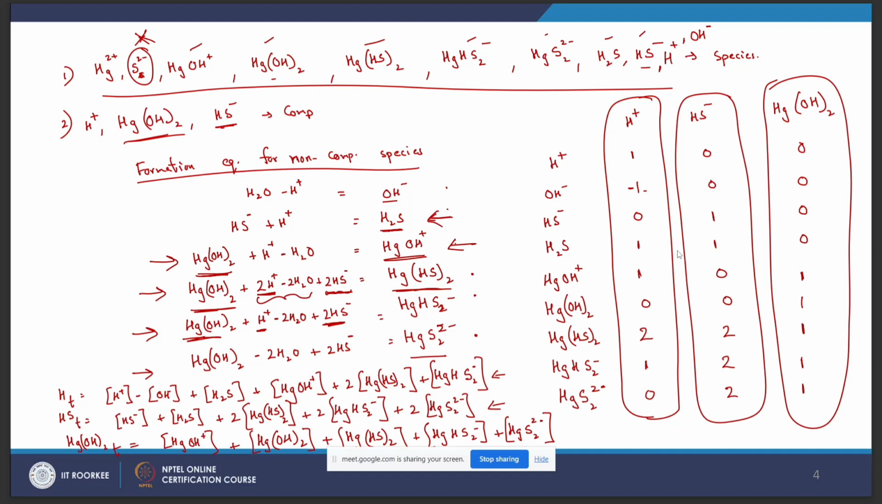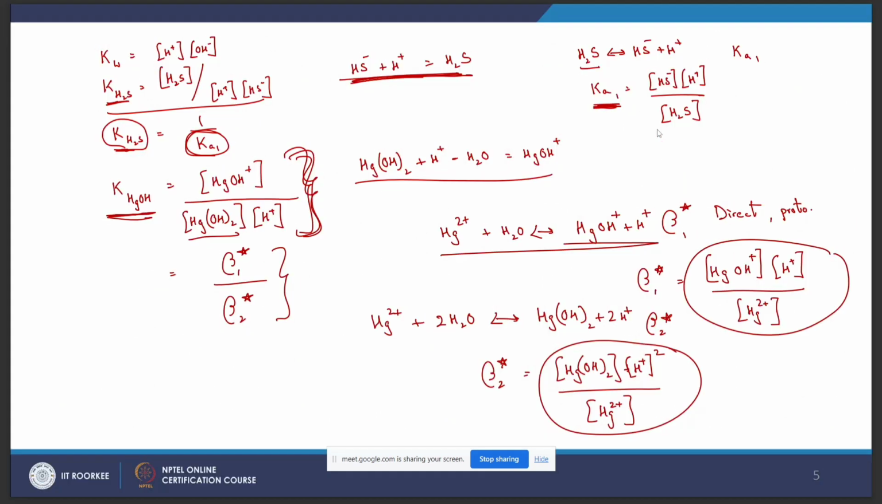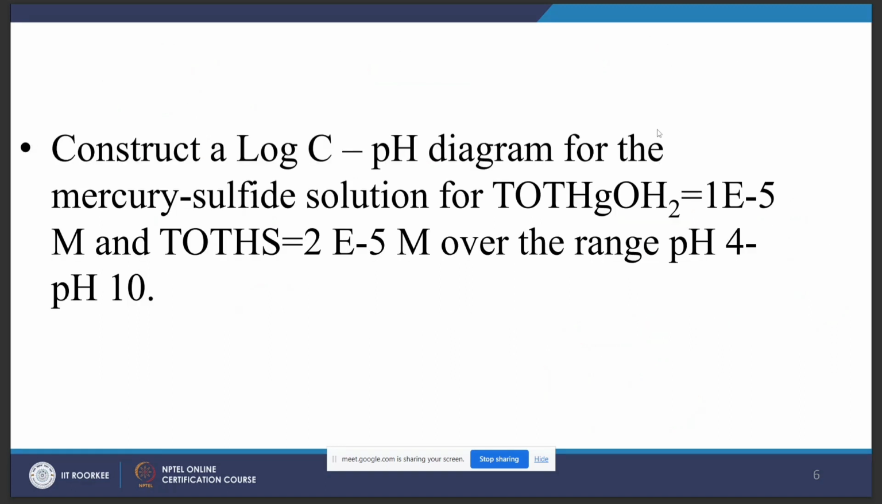What we have taken are HgOH whole twice and HS minus as the components, and obviously H plus will be the component, and all the formation equations have been shown. The total concentration of components has been calculated, and we can finally solve to get the concentration of each complex or whatever is asked in the question.